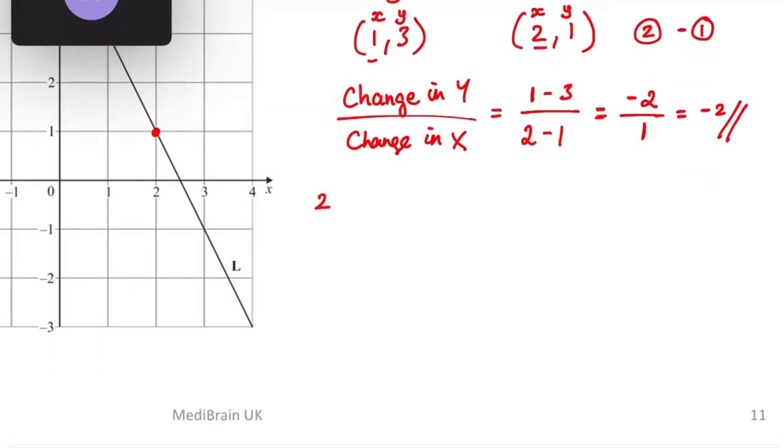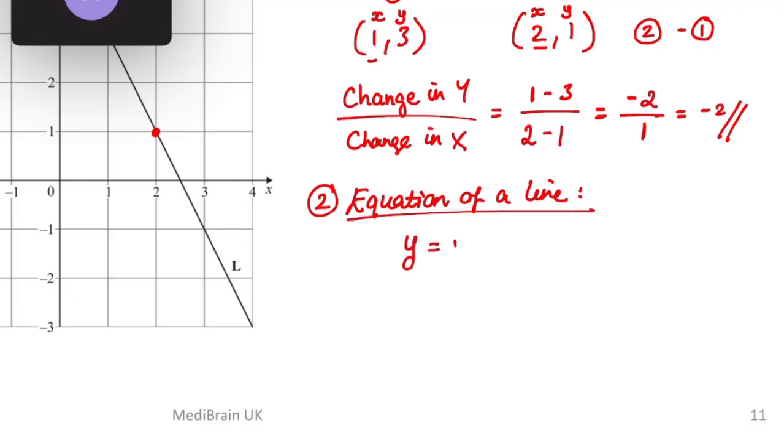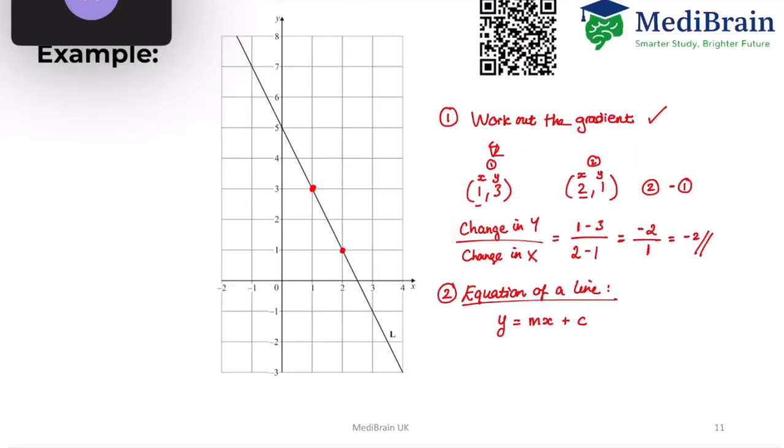Now, we have our equation of a line. Okay, and the equation of a line is y equals mx plus c. We have just worked out the gradient. The gradient is minus 2. As you can see there, the gradient is just minus 2. So instead of writing m, we can write down minus 2. Okay, so we're going to have y equals minus 2x plus c. We've just replaced the m with the gradient that we have just found.